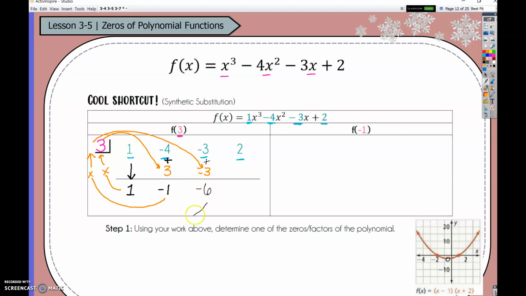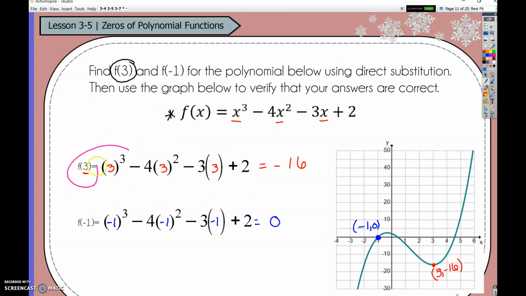And then I'm going to multiply that negative 6 by 3. I use my orange here to keep it the same. If I have negative 6 times 3, I get negative 18, and I'm going to throw that number over here. And negative 18, I'm going to add to the 2, just like I did the last one. So negative 18 plus 2 makes negative 16. And that number should look familiar. If you recall on the last slide, when we plugged in x equals 3, we got our answer to be negative 16.